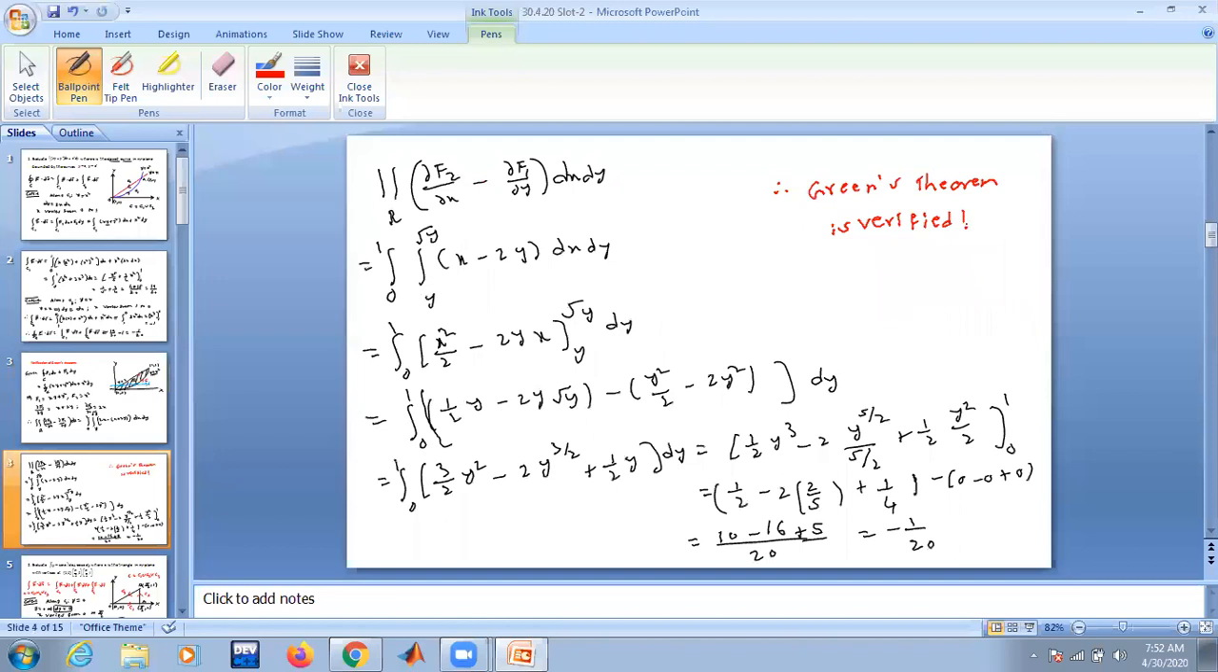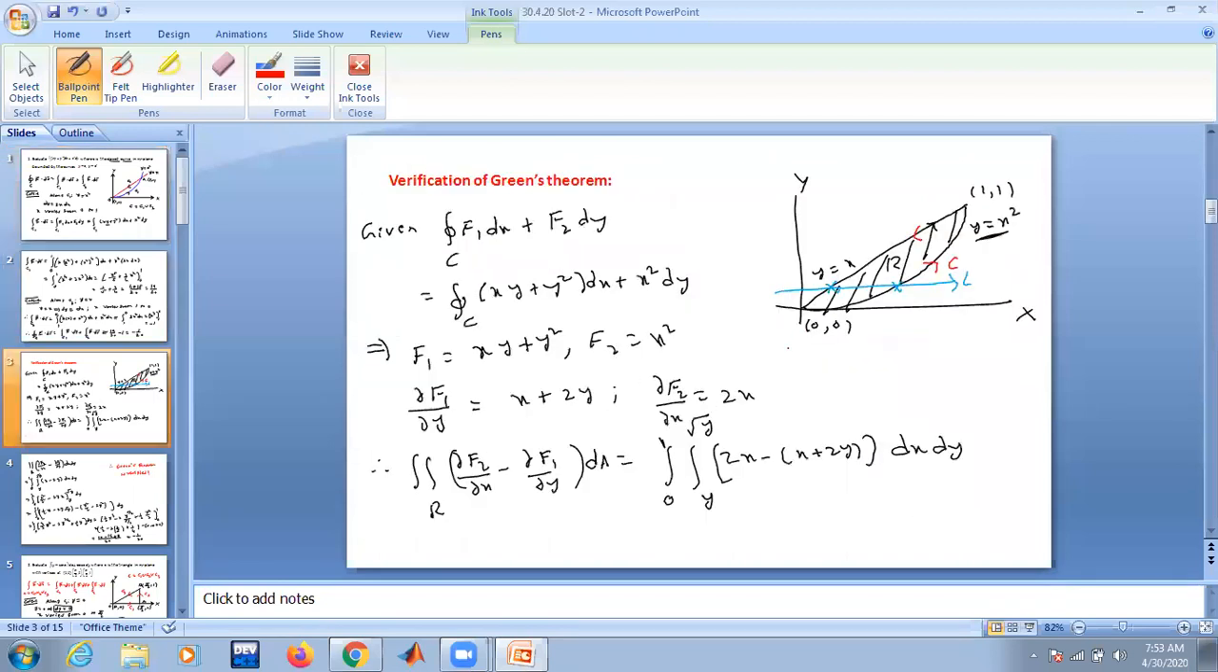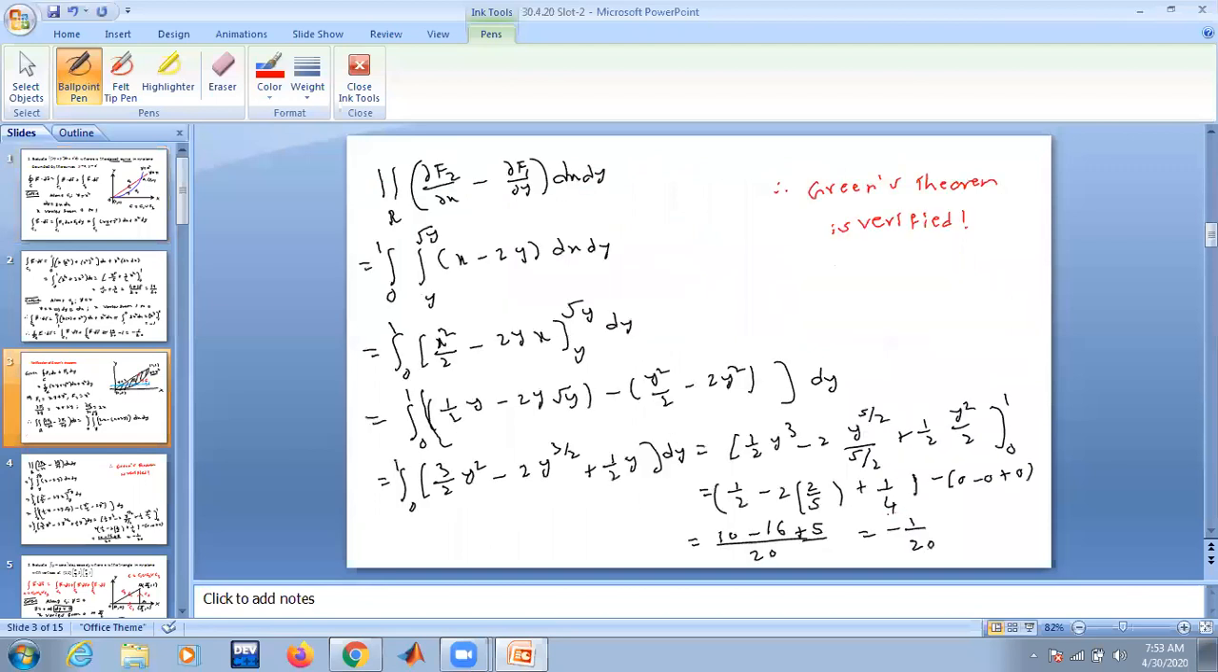Is that okay? Now, how will the problems be asked in exams? You may be asked to evaluate the line integral. If you're asked to evaluate the line integral, you have the choice. You can apply the method of your choice. Either you find the line integral directly, or you convert this line integral into a double integral by applying Green's theorem, then get the answer. The advantage of Green's theorem is that with a single integral, you can get the answer for most of the problems. Sometimes you may have to partition also.